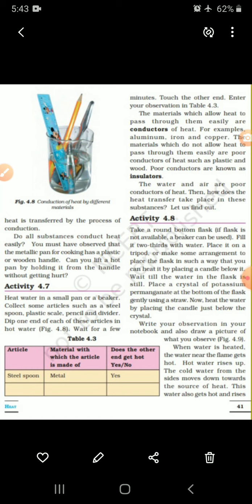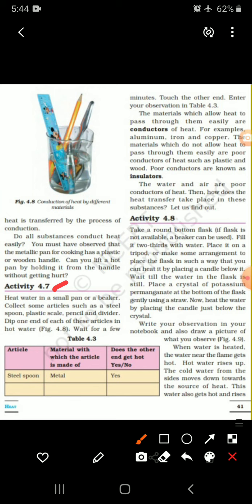Now activity 4.7. Heat water in a small pan or beaker. Collect some articles such as a steel spoon, plastic scale, pencil and divider. Dip one end of each of these articles in the hot water. Simply you have to check which object will get hot first of all.